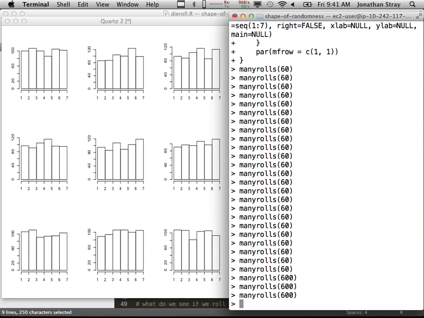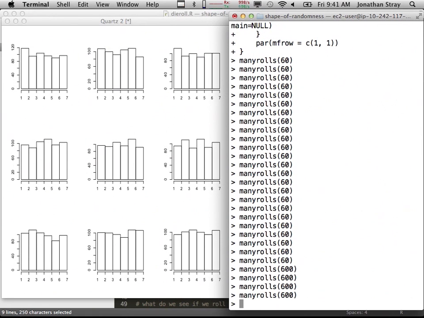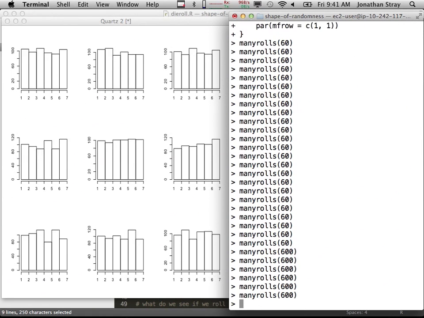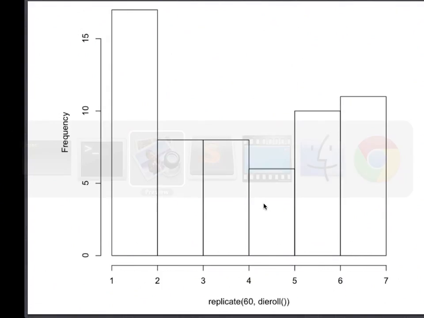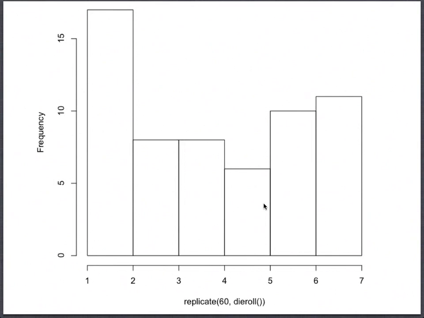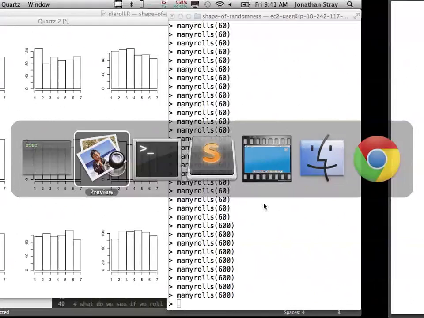Yeah. So they're flattening out, right? Now they're looking more and more uniform. So now if I roll 600 times and I get something that looks like this, am I more suspicious or less suspicious? More suspicious. Okay.